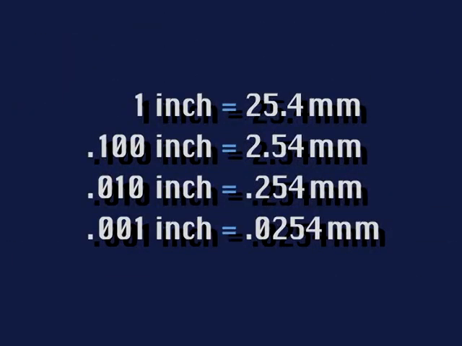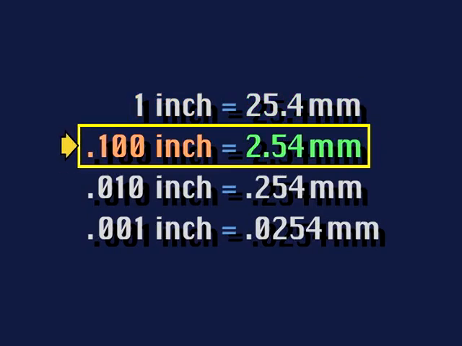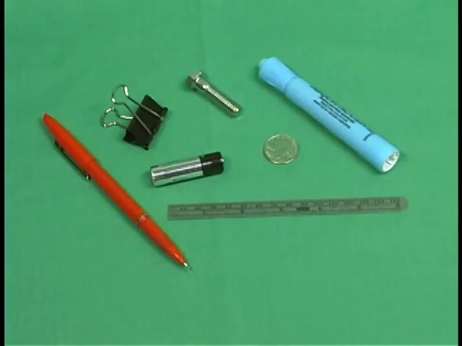You may want to relate inch measurements to metric measurements. Remember that 25.4 millimeters is equal to 1 inch. Therefore, 100 thousandths of an inch is equal to 2.54 millimeters, and so on. Look at the features of common objects around you and attempt to estimate their size in millimeters. Then measure with a metric ruler to see how close you were.